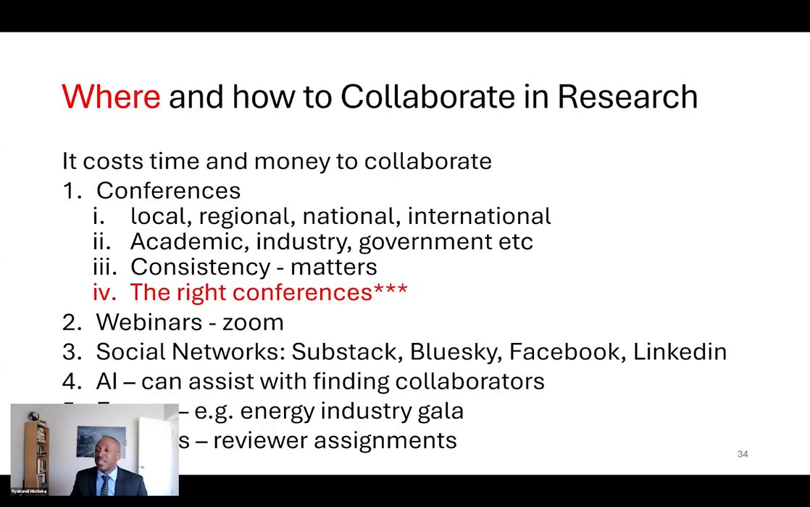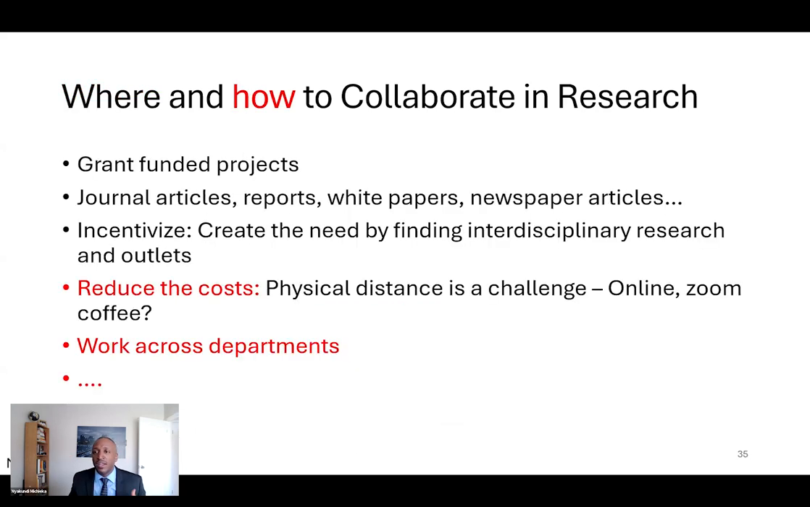So those are some of the ways that you can find collaborators. Let's now look at how to collaborate. So now you find people. Okay, yay! Bunch of us want to work on something really cool.